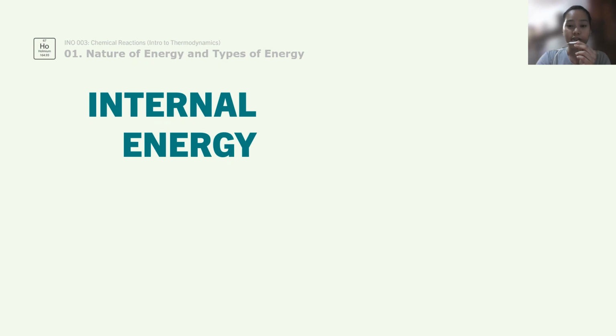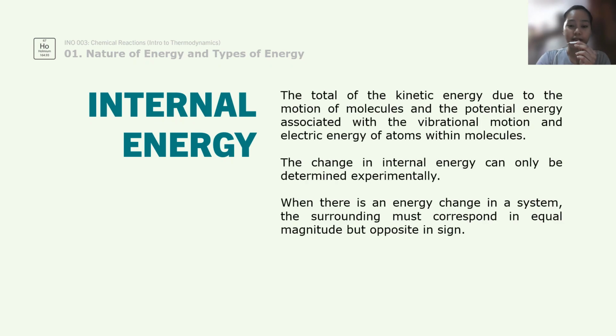Internal energy is composed of kinetic and potential energy. While the total energy of the system cannot be determined, its change can be determined experimentally. When there is an energy change in a system, the surrounding must correspond in equal magnitude but opposite in sign. The change of internal energy of a system is the sum of the heat exchange Q between the system and the surroundings and the work done W on or by the system.